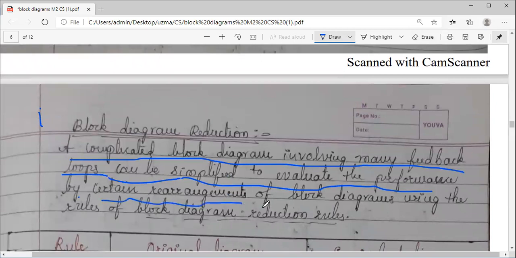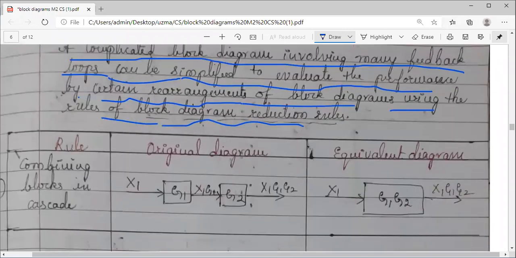Certain rearrangements. Inside the big block diagram that has been given to you, you can rearrange it and, according to some rules, you can reduce it. How? By using some rules of block diagram reduction. So let us deal with these rules. Let us know what these rules are.